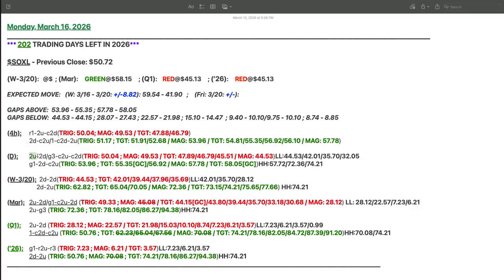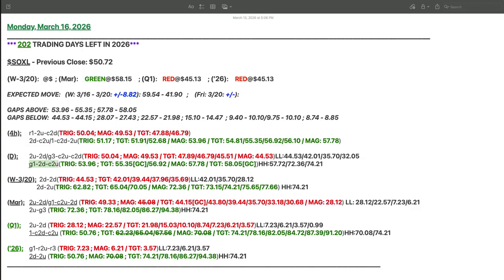All right. On the day, we talked about to the downside, there was a possibility of a 2 up, 2 down reversal, triggering at 50.04, magnitude of 49.53. So again, not a lot of magnitude there, but if we get below 49.53, then that does again trigger this 3 combo 2 up, combo 2 down, and that magnitude is all the way down there at 44.53. All right, may take a couple of days to get there. We talked about that when it first triggered yesterday, so just keep that in mind.